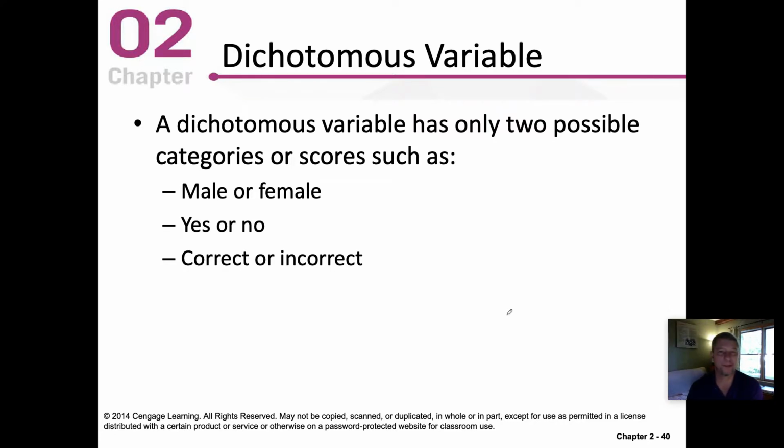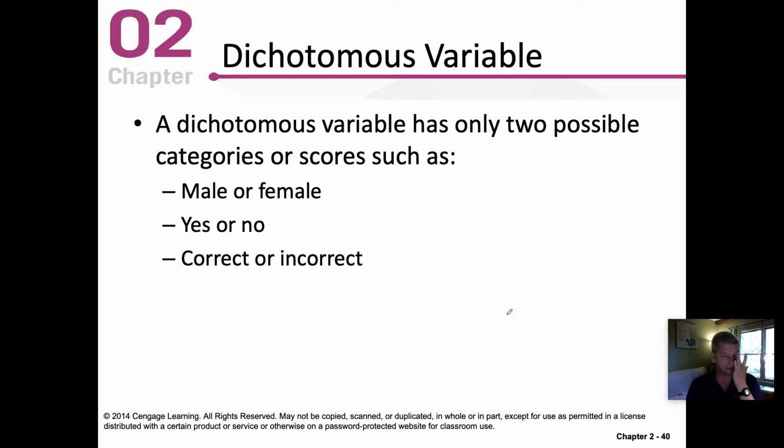Dichotomous is a big Greek word that simply means 2. A dichotomous variable has only 2 possible categories or scores. Examples of this are male or female. There is no in between. You are either genetically a male or genetically a female. I don't want to get into the social implications of surgeries and that sort of thing. You're male or you're female, at least for the purposes of this argument.